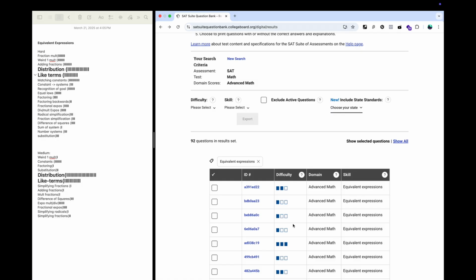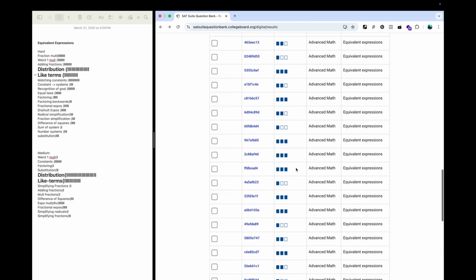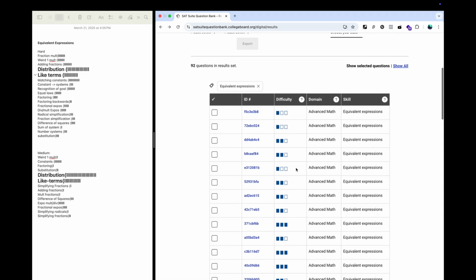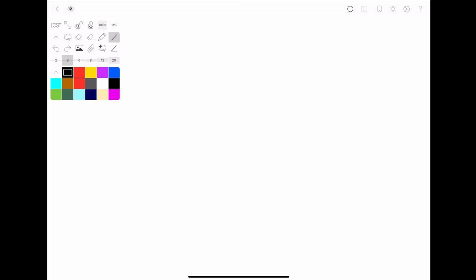SAT. Which is why I did every single combining like terms problem in the digital SAT to help you master this concept with 3 simple chapters. Let's go into chapter 1. You're not dumb, you just need to use common sense. You'll see what I mean with this story.